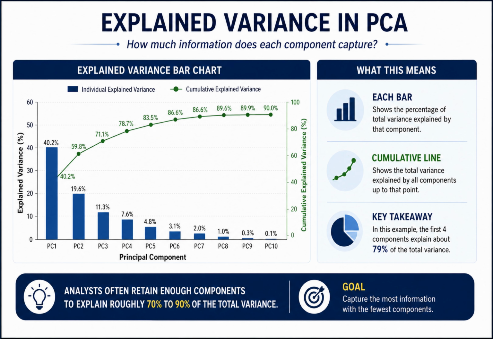Appendix 2. Explained variance in PCA. One of the most important PCA outputs is explained variance. Each bar shows how much information a component captures. The cumulative line shows how much information has been captured so far. In practice, analysts often keep enough components to explain roughly 70 to 90% of the total variance. The goal is simple: capture as much information as possible with as few components as possible. That's what makes PCA such an effective tool for reducing complexity.